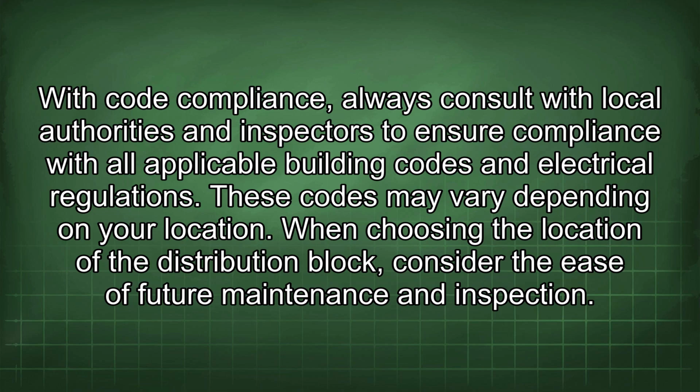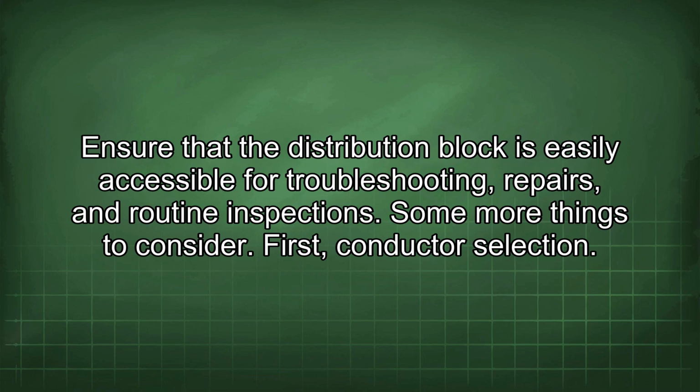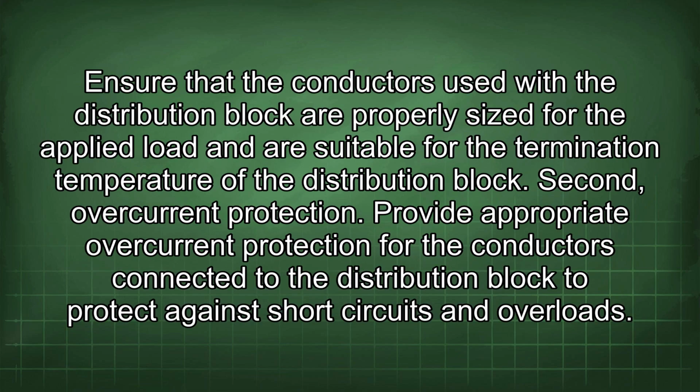When choosing the location of the distribution block, consider the ease of future maintenance and inspection. Ensure that the distribution block is easily accessible for troubleshooting, repairs, and routine inspections. Some more things to consider. First, conductor selection. Ensure that the conductors used with the distribution block are properly sized for the applied load and are suitable for the termination temperature of the distribution block.